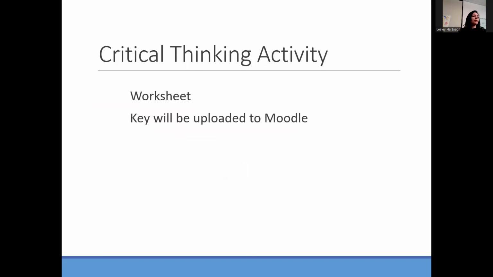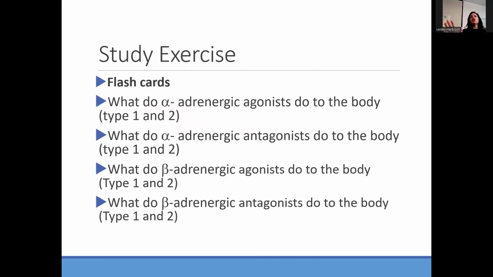Okay, worksheet, I'm going to hand that out. I encourage you to make flashcards on this. This is an example of how to make flashcards. We're going to pause this for now. I will come back to this at the beginning of next class for questions, and we'll do this worksheet together.